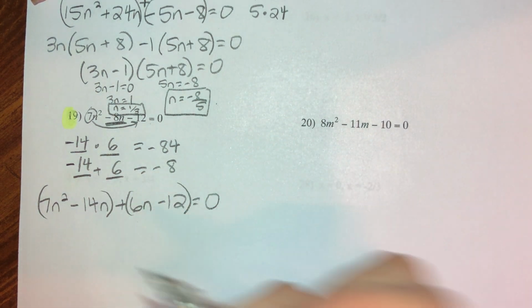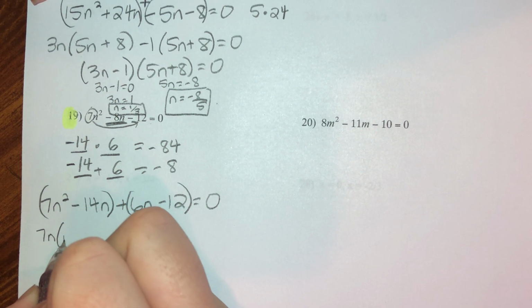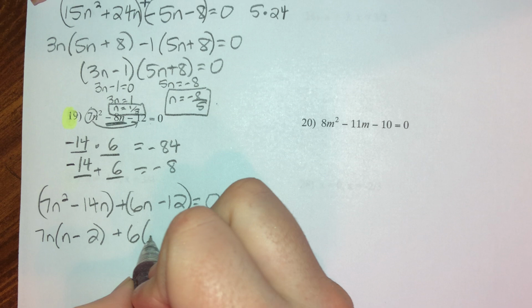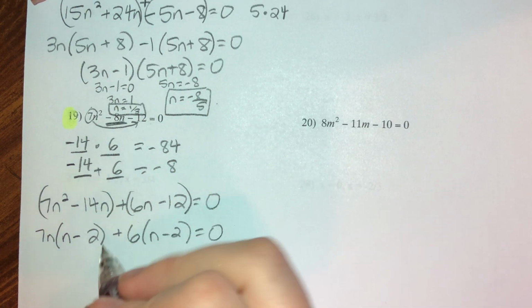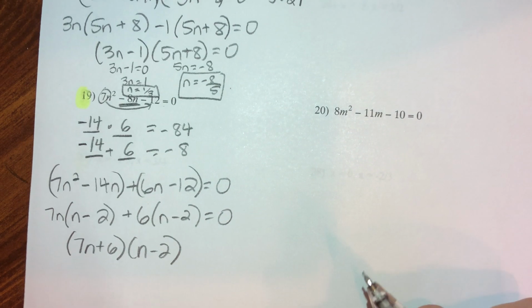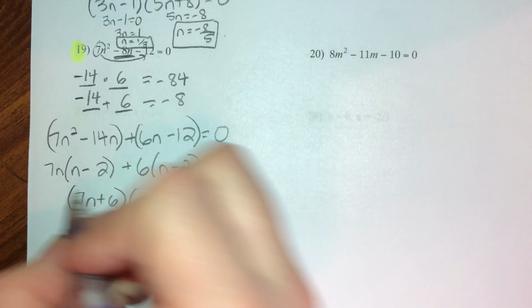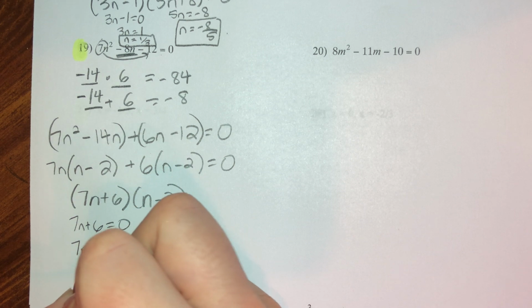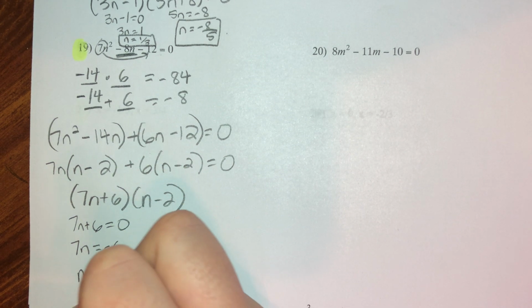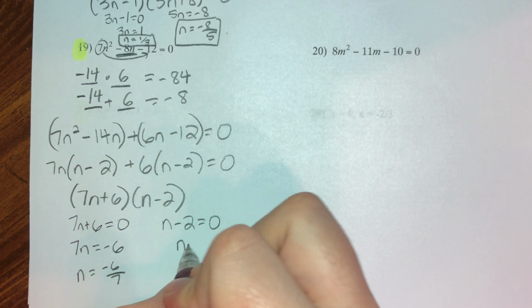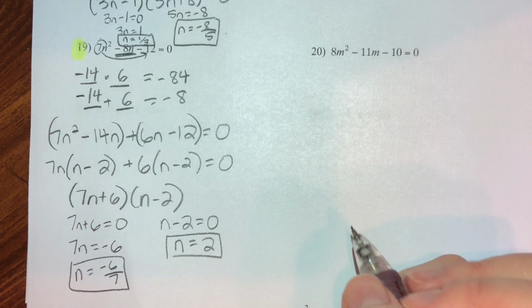And I'm grouping. Take out a 7n from the top part, and that's n minus 2, plus take out a 6 from the second half, and that also leaves us with n minus 2. So this factors into 7n plus 6 and n minus 2. And then solving that out, 7n plus 6 equals 0. This will be 7n equals negative 6. So n equals negative 6 over 7. Here, n minus 2 equals 0. So n equals 2. And there we go.